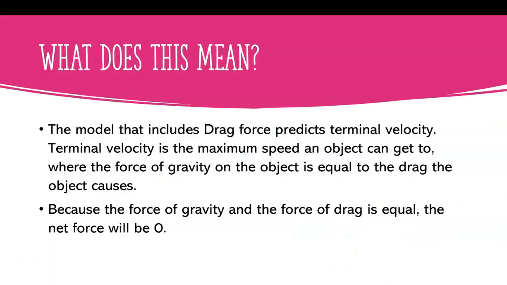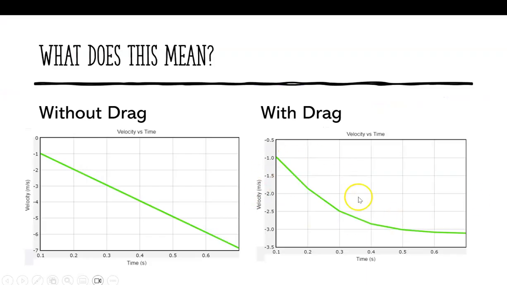What does this mean? The model that includes drag force predicts terminal velocity. Terminal velocity is the maximum speed that an object can get to, where the force of gravity on the object is equal to the drag the object causes. Because the force of gravity and the force of drag are equal, the net force will be 0. Here's the graph to prove it. You can see here that the velocity is hitting a barrier at around negative 3.2 meters per second.